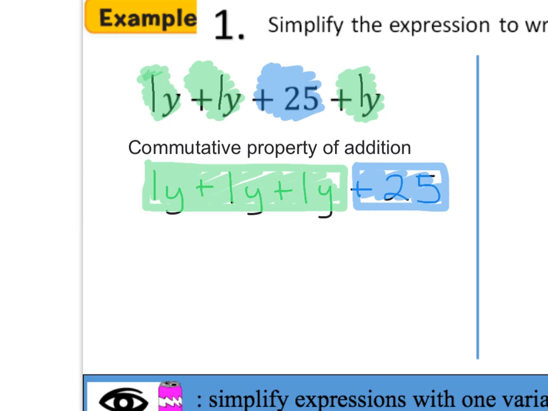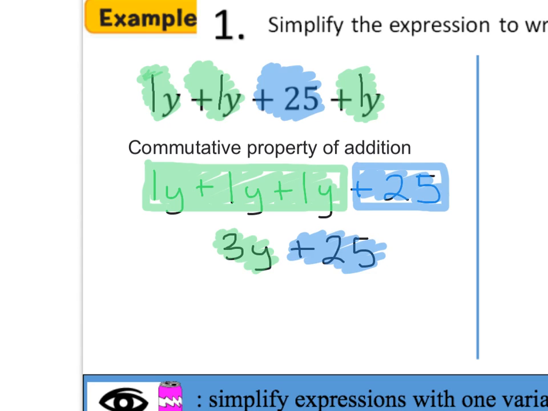We can put all the greens together, and we can put all the blues together. So now we can combine all the green tiles. We know that 1y plus 1y plus 1y is equal to 3y. And we can just drop down the plus 25 because we cannot combine them. Those are two different terms. So we can leave our answer as 3y plus 25.